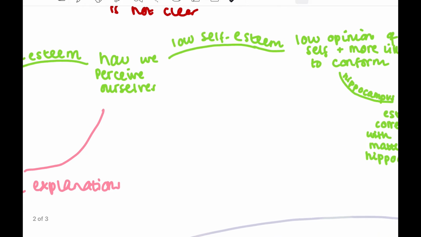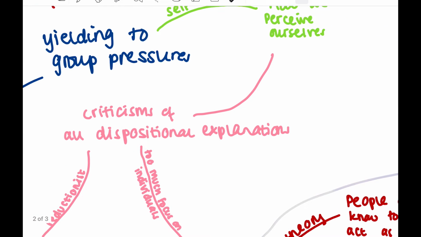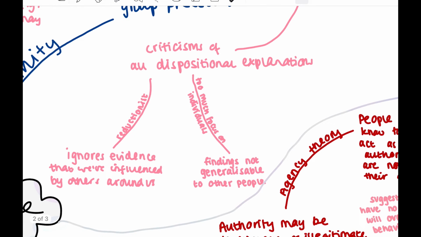Now, of course, to hit the AO3, there is an evaluation to go along with the dispositional factor for conformity, and there are a couple. Firstly, it is quite reductionist. What this means is that it ignores evidence that we're influenced by others around us. Realistically, we know that behaviour is determined also by others around us and partly by yourself. So by ignoring the fact that people change their behaviour based on who they're with, it really reduces it. It simplifies behaviour and it ignores that other factor.